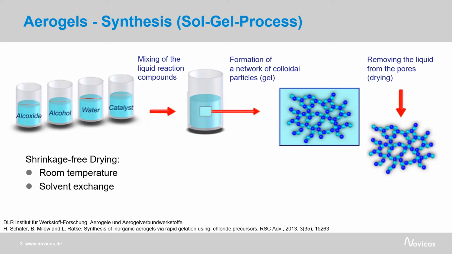Aerogels are manufactured in a so-called sol-gel process. The main ingredients of this process are alkoxides, which will form the structure of the porous material, alcohol, water, and catalysts. In the first step, all liquid compounds are mixed. This leads to the second step, a formation of a network, which is called the gel. And in the last step, the solvent needs to be removed from the pores. This is also named the drying. For the aerogels discussed in this presentation, the drying can be done at room temperature.